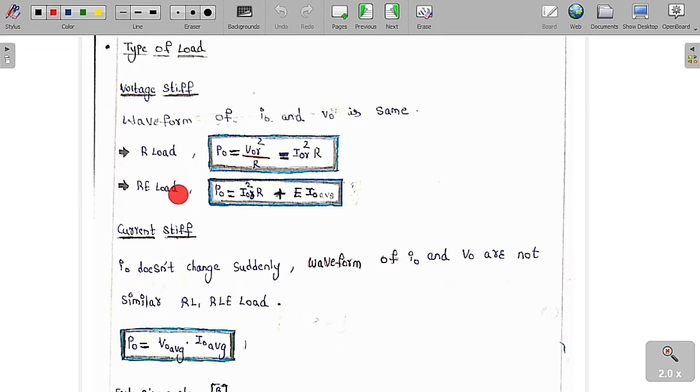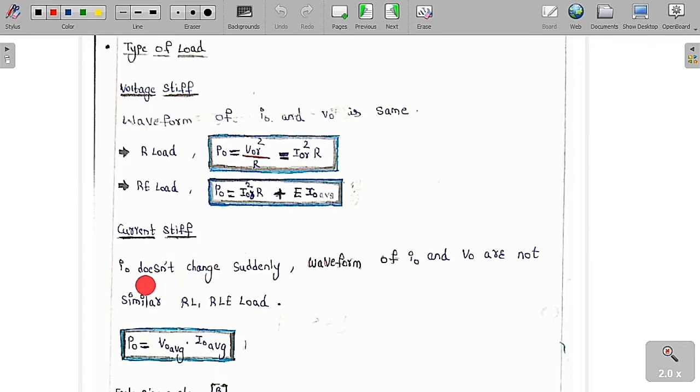Suppose for an RE load, the power absorbed by the load is equal to I naught RMS squared into R plus E into I naught average. So for an R load, the power absorbed by the load, P naught, is equal to I naught RMS squared into R, or V naught RMS squared by R. Whereas for an RE load, the power absorbed by the load is equal to I naught RMS squared into R plus E into I naught average.